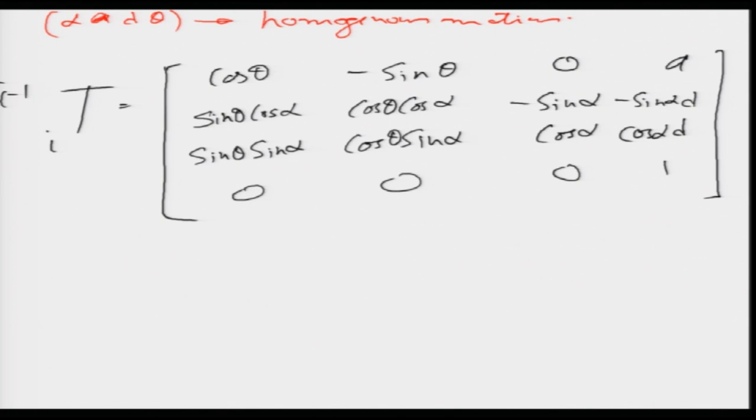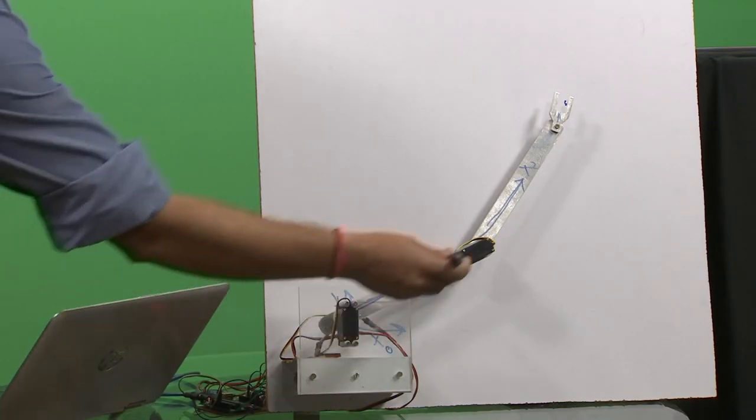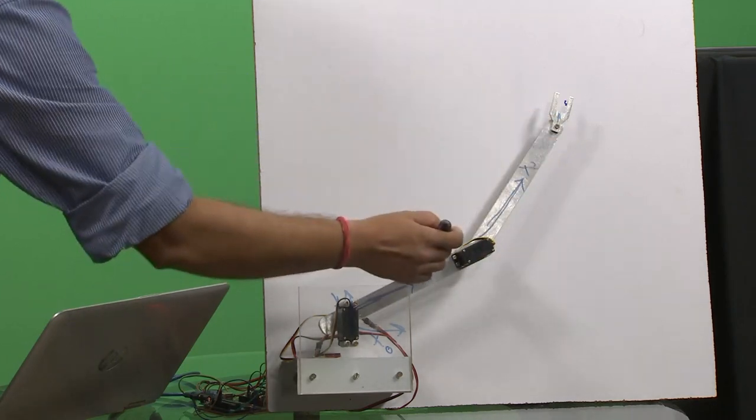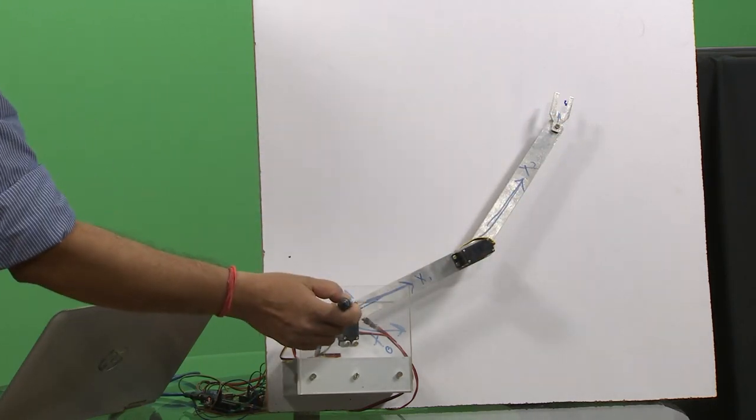So if I want to go from 1 to 0, I'm simply going to take the link parameters, put their values in this matrix, and I'll get the transformation matrix. So let us look at a very simple example, the manipulator arm which is shown here. This manipulator arm has 3 degrees of freedom. One revolute joint here, second joint here, and the third joint is there, and they are connected by links.